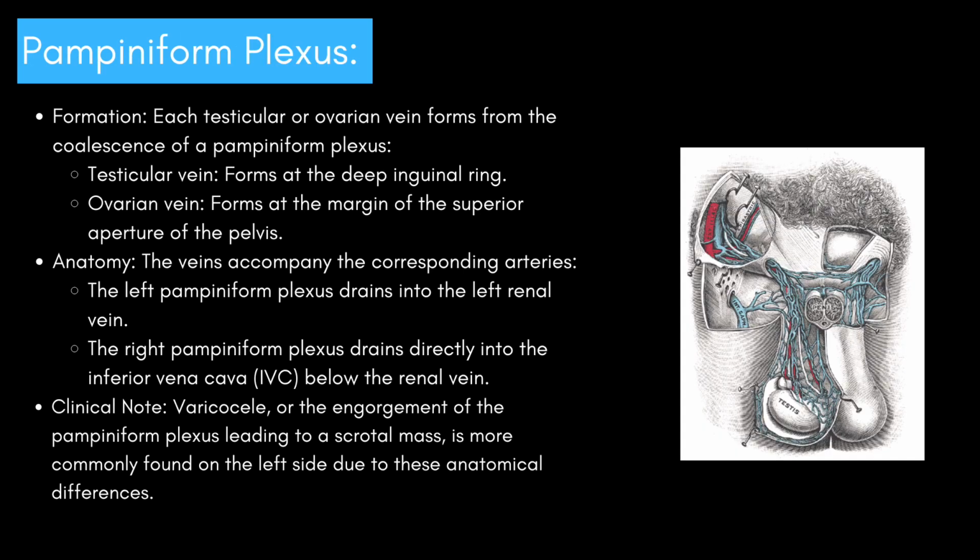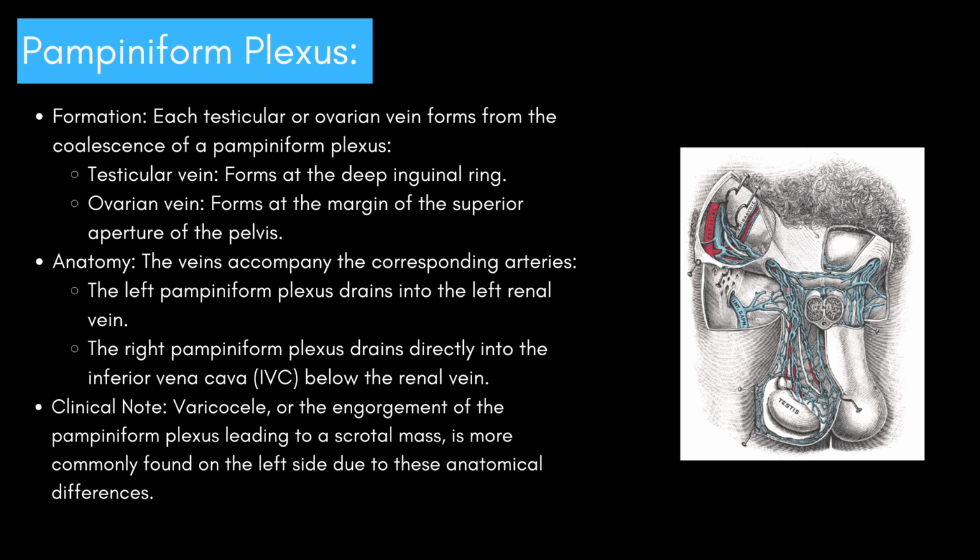Let's next take a look at the Pampiniform Plexus. Formation: each testicular or ovarian vein forms from the coalescence of a Pampiniform Plexus. The testicular vein forms at the deep inguinal ring. The ovarian vein forms at the margin of the superior aperture of the pelvis. Anatomy: the veins accompany the corresponding arteries. The left Pampiniform Plexus drains into the left renal vein. The right Pampiniform Plexus drains directly into the inferior vena cava, IVC, below the renal vein.